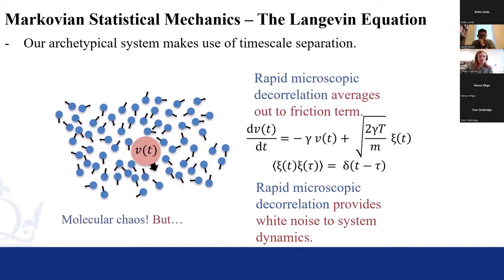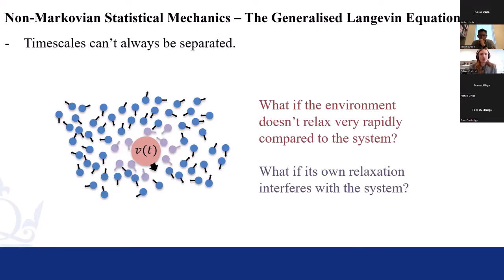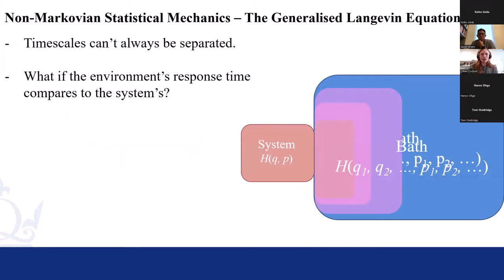Okay, molecular chaos, we know this, but what if we can't separate our timescales? We have to generalize the Langevin equation, and it ultimately comes down to supposing what if the bath's relaxation interferes with the system's relaxation and we can't stratify them? In other words, what if the environment's response time compares to the system's? That's really what we're asking here.